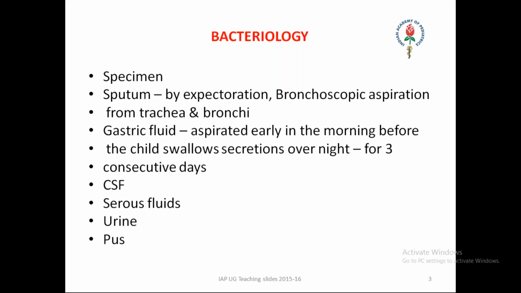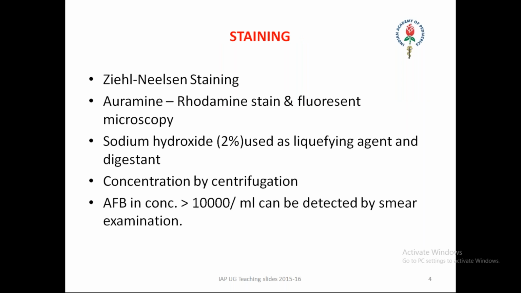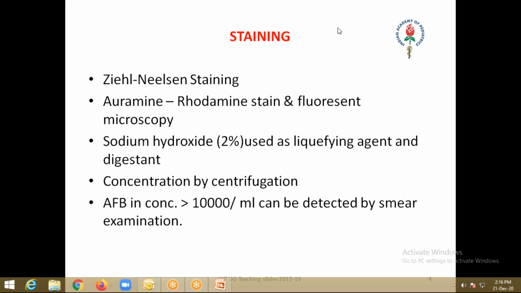The other specimens are CSF and other serous fluids. If any pleural effusion is there, you can do a pleural tap. If any abdominal TB with ascites is there, you can take an ascitic tap. And urine examinations, and any localized pus, you can take an examination and isolate for the bacilli. So the specimen is collected. So what do you want to do with the specimen?